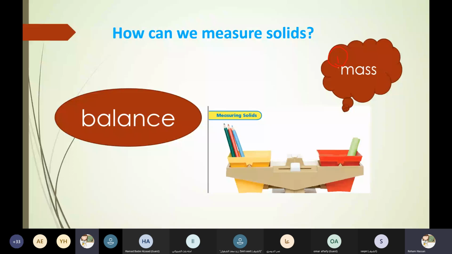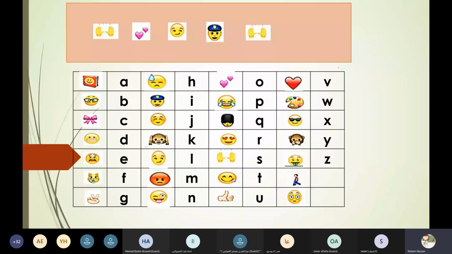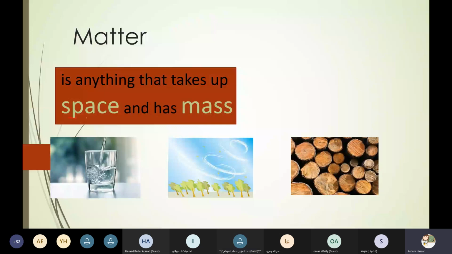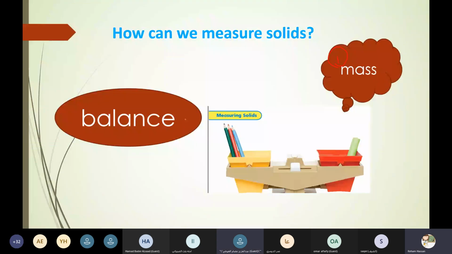Yes, Yahya, tell me again about the matter. Abdulaziz, yes, tell me, what is the matter? Matter is anything that takes up space and has mass. Thank you so much. Abdulaziz, how can we measure the mass? By the balance. Thank you so much.